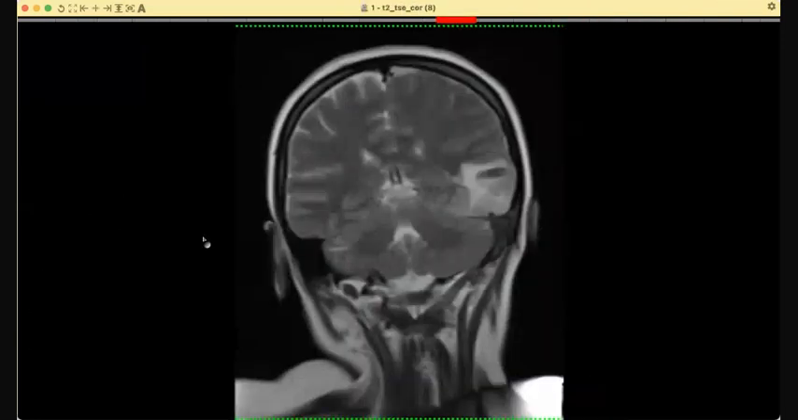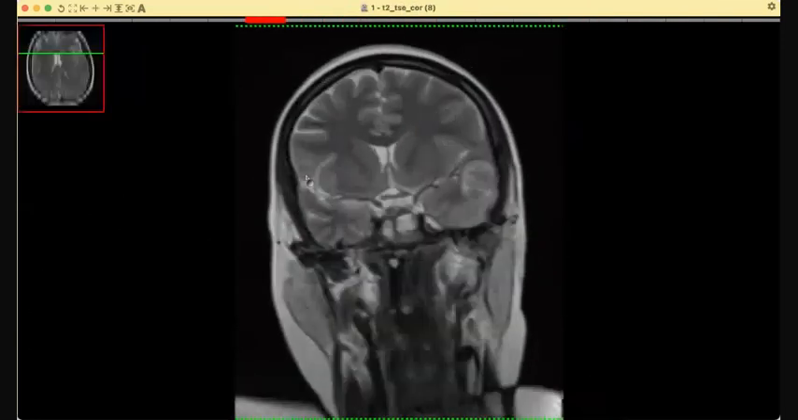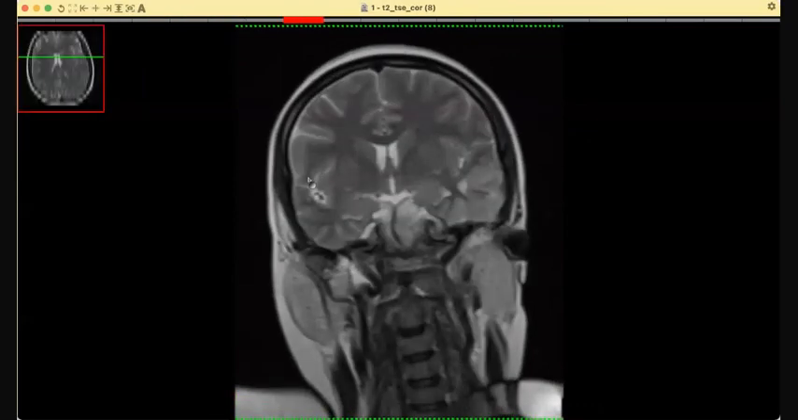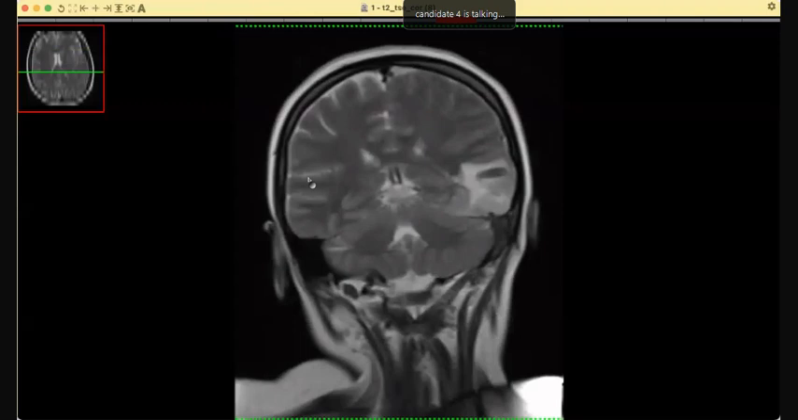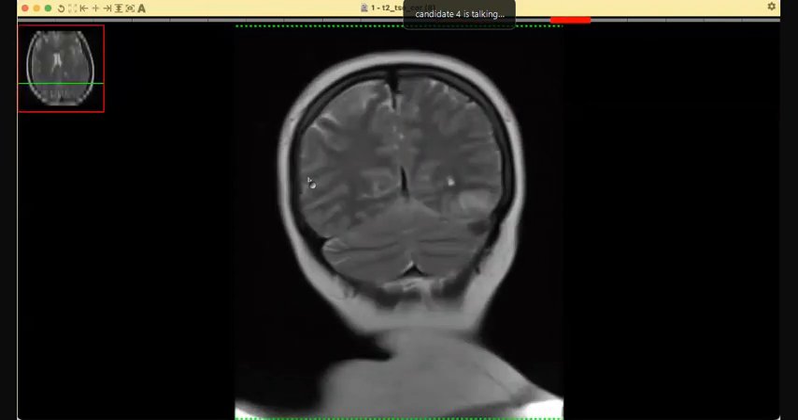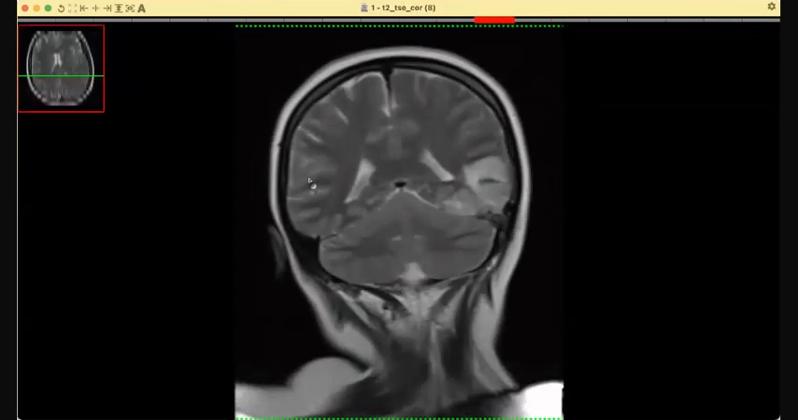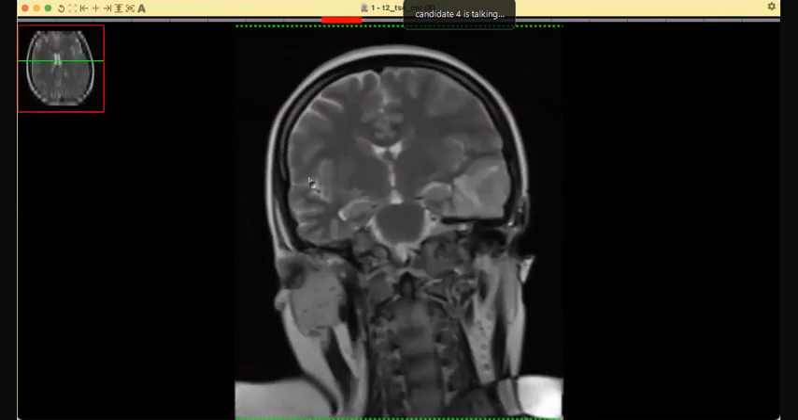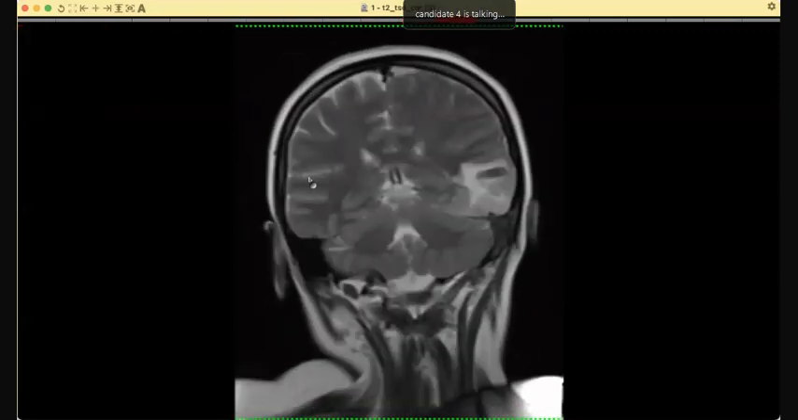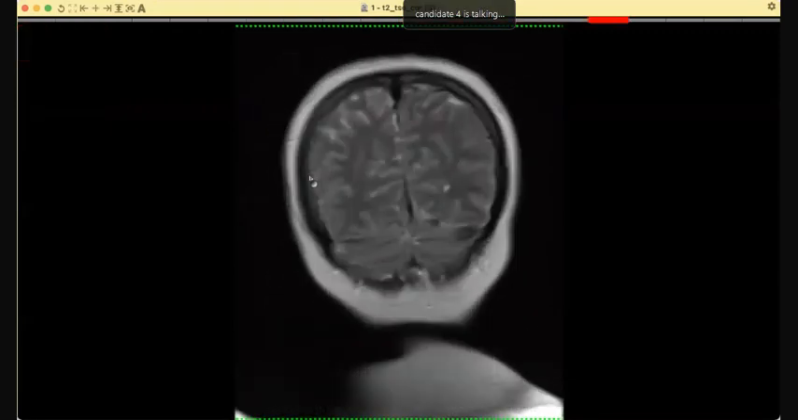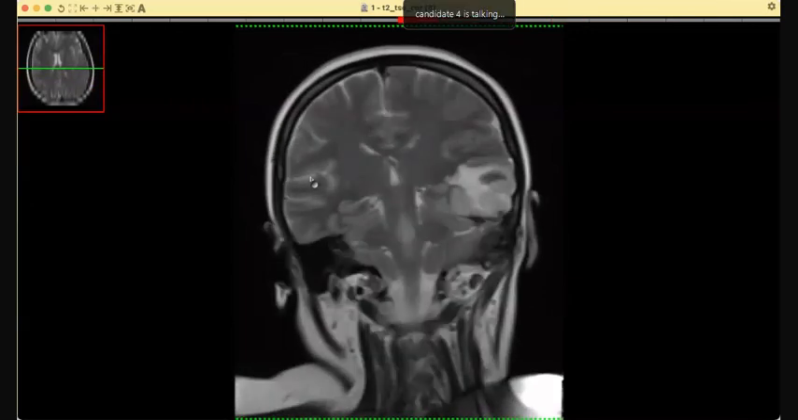Let me show you a T2. You wanted a T2, okay. So this is a T2. Okay, sir. I can see that there is significant edema involving the right temporal region, extending involving both cortical as well as subcortical areas.